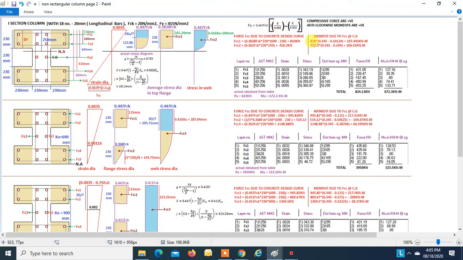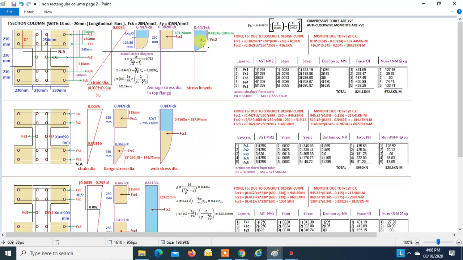So 810 into bracket 0.345 minus 0.10124. This gives a positive moment because the moment is anti-clockwise and this force is compression, so positive, right? Similarly, find FCC2, that is 0.362 FCK, 230 is the width, and XU is 250. So 230 into XU gives 416.3 kilonewton. This will give an anti-clockwise moment, that is 416.3 in bracket 0.345 minus 0.104. So this will give you 100.32 kilonewton meter moment. Positive because it is anti-clockwise, right?